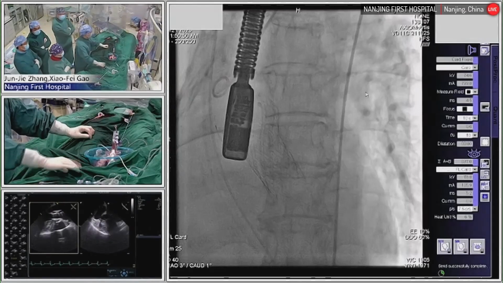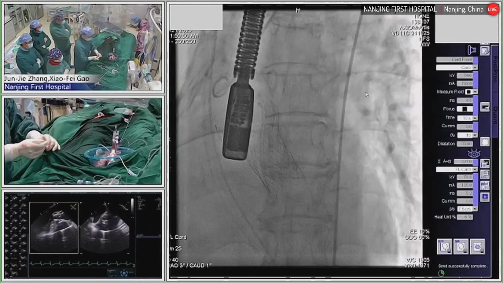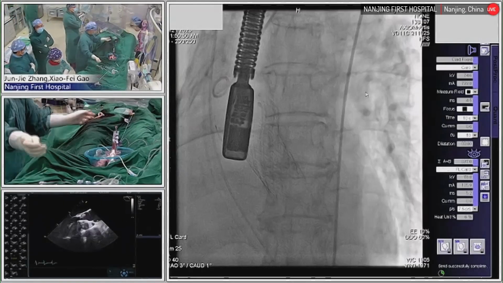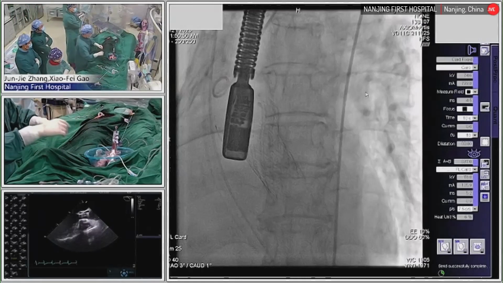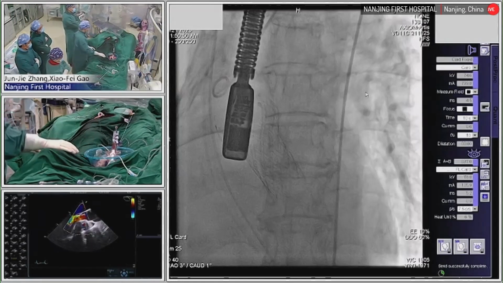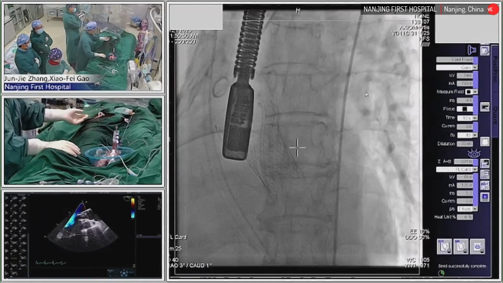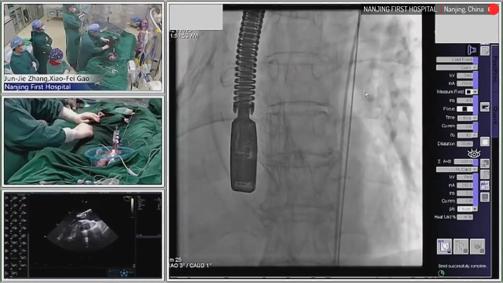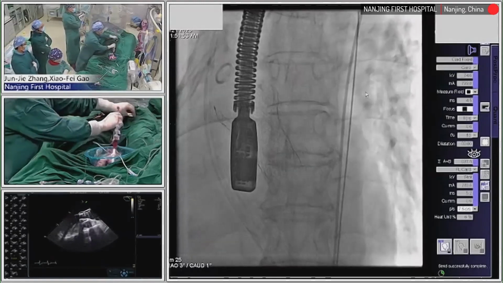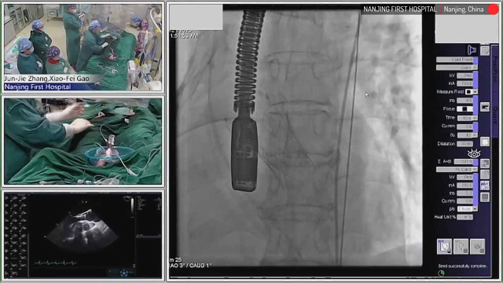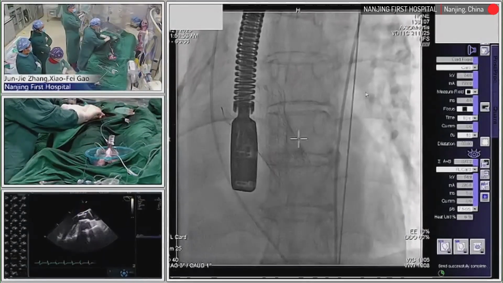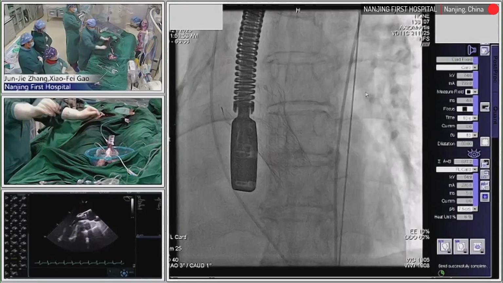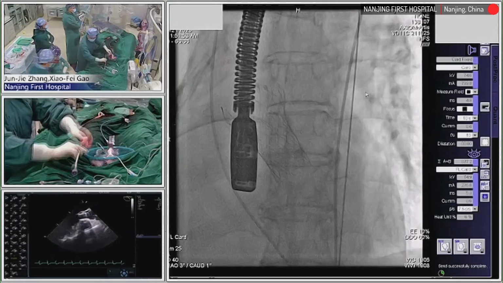So Zhang Jun, I think we still have time. You can introduce the final echo result. Okay. After the removal of the wire, we can see there's no regurgitation, very minimal regurgitation, and no central regurgitation. The position of the valve is quite good, almost 0. From the posterior side, we can see the valve did not impinge on the mitral valve, and the mitral valve movement is okay.